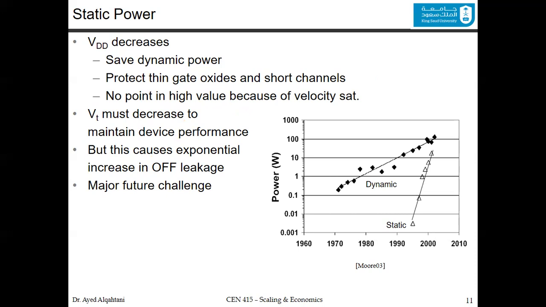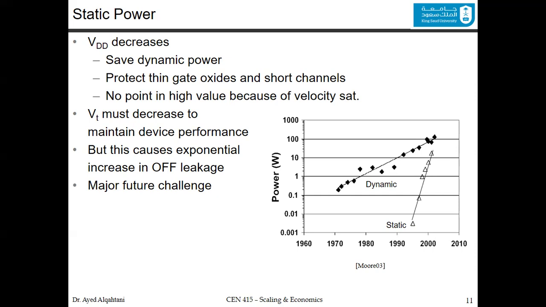Now, if you compare the dynamic to the static power, the static power in current generations is the dominant part, the one that you need to work with more than the dynamic power consumption. So most of the power consumption is coming from static power nowadays.